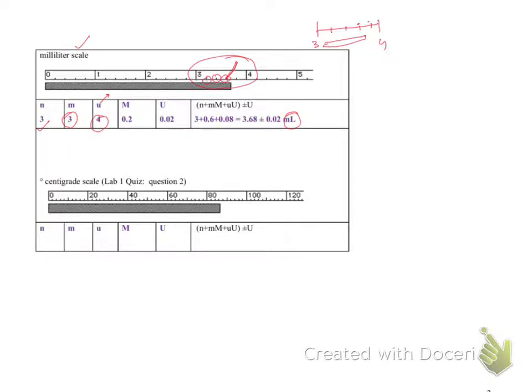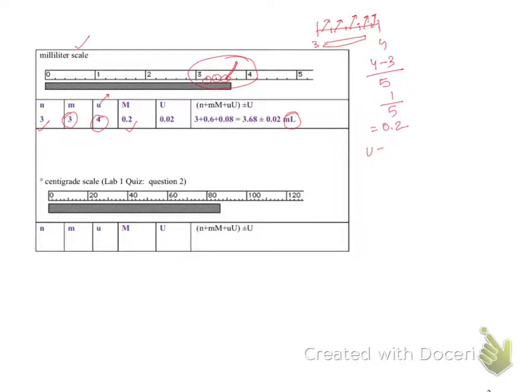Now what will be uppercase M? Uppercase M is the range, which is 4 minus 3, divided by the spaces. How many spaces are there? 1, 2, 3, 4, 5. 4 minus 3 is 1. 1 over 5 is 0.2. So my M is 0.2.